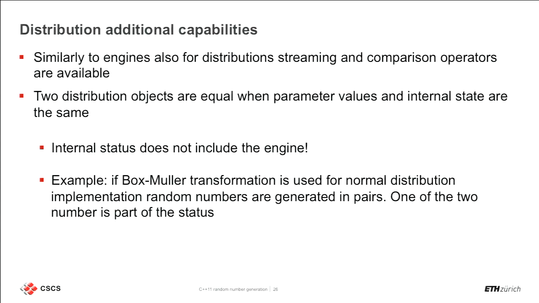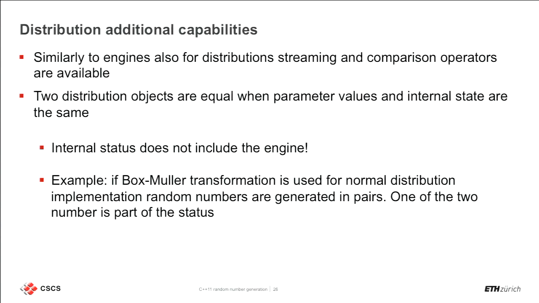Very quickly, the distribution also has some additional capabilities that are quite similar to those of the engine, so that also for the distribution you can make a comparison, and basically this comparison operator will make a check on the parameters of the distribution, so mean value and standard deviation, for example, for a normal distribution. It will not make a check on the engine status, because the engine is not part of the distribution.